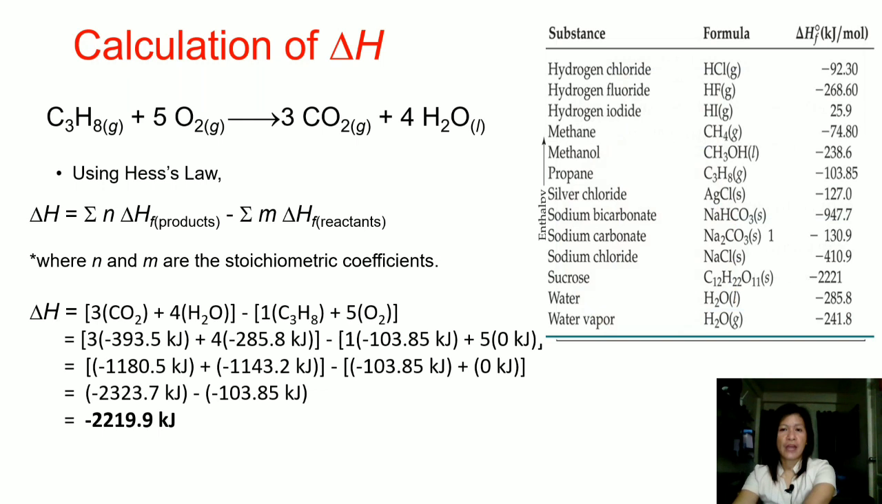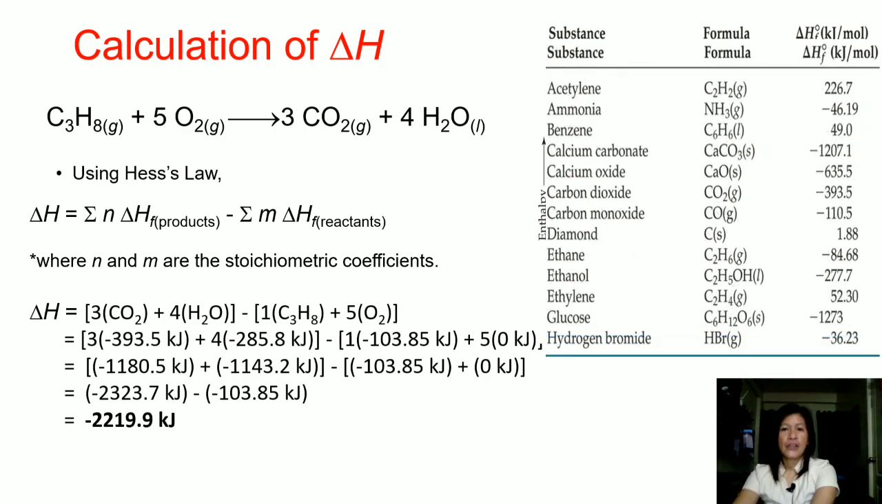Substituting now the enthalpies of formation, you will need to take a look at the table that I flashed earlier in the previous slide. So you will need to take the enthalpies of formation from the table. For carbon dioxide, we have negative 393.5. We substitute that here and then multiply by the stoichiometric coefficient 3. That will give you negative 1,180.5 kilojoule.